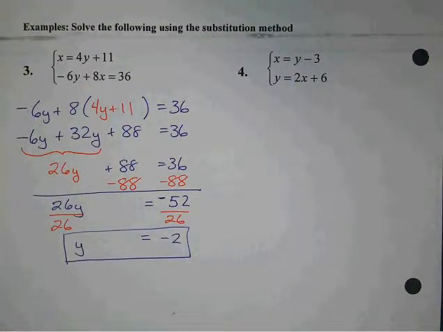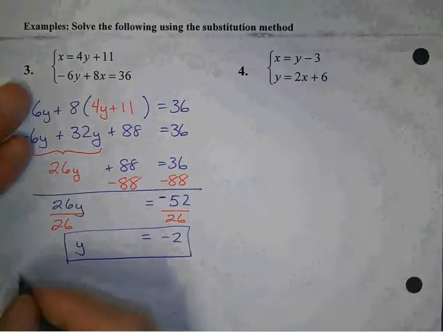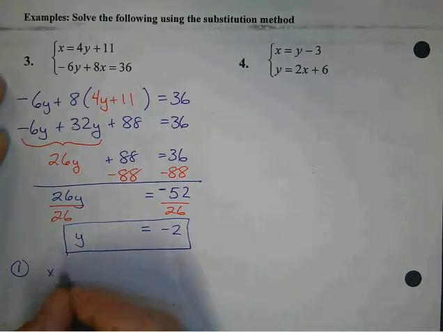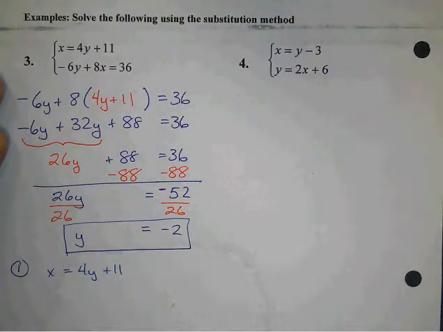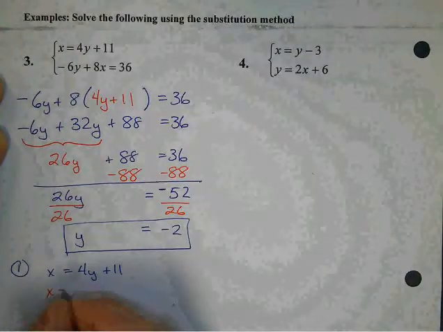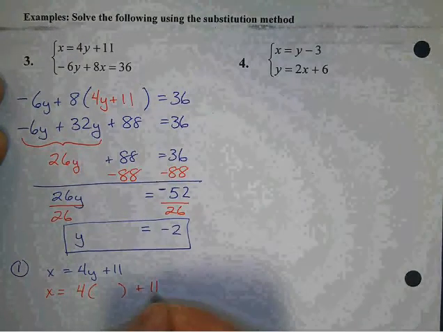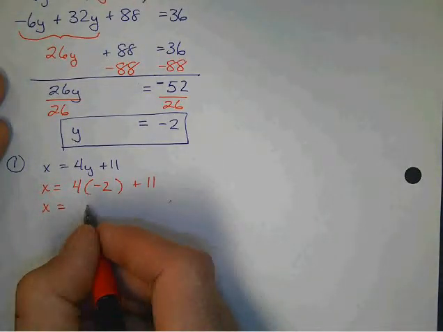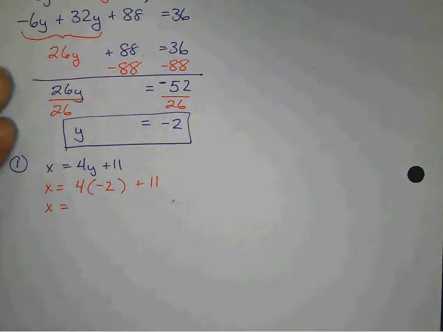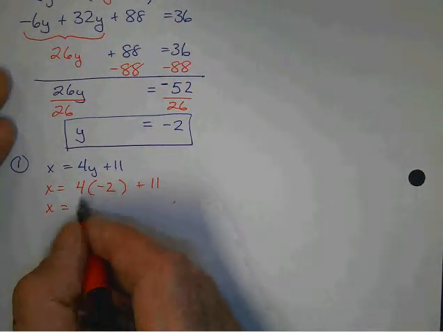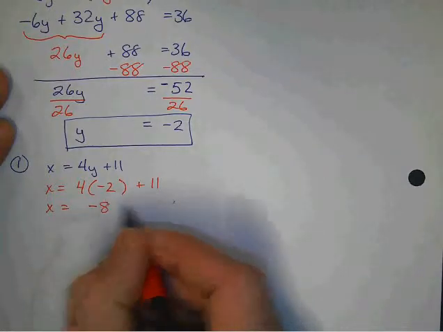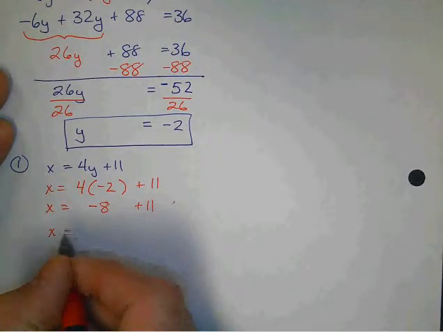All right, so off to the side, put a number 1. That reminds you that you used equation 1. X equals 4y plus 11. And what is the y value that we have? Negative 2. Keep going, you're doing fine. Okay, so plus 11, and then you're going to multiply for me. Multiply that, and it's negative 8, plus 11. So someone help me. What is my answer? 3.